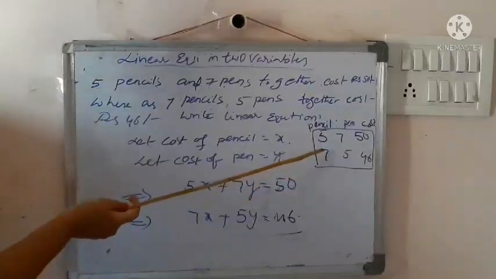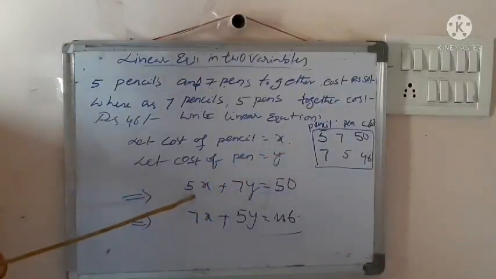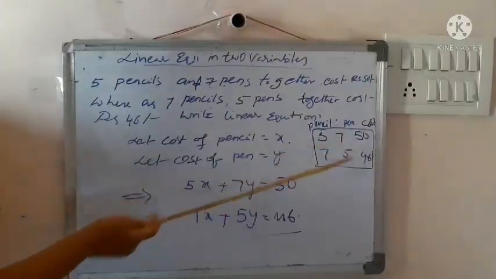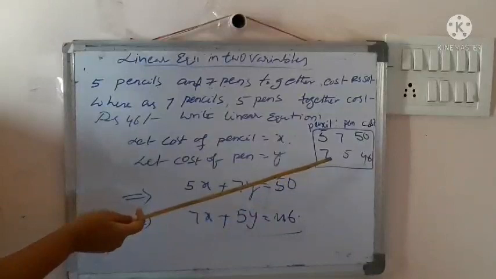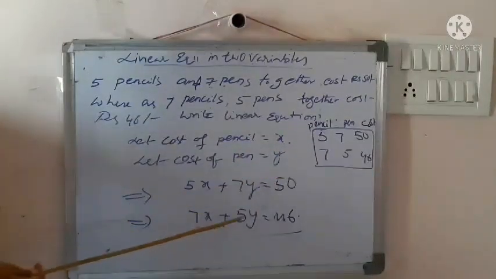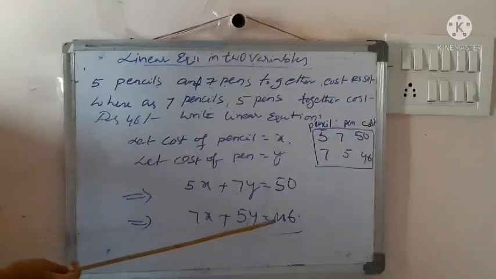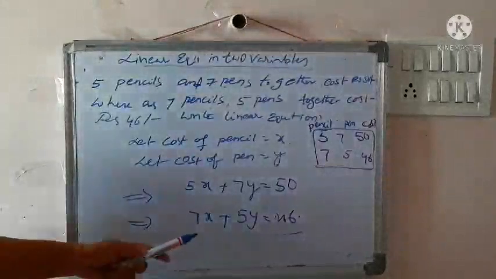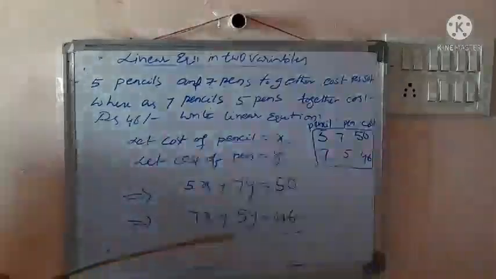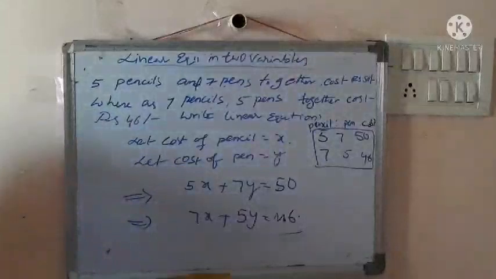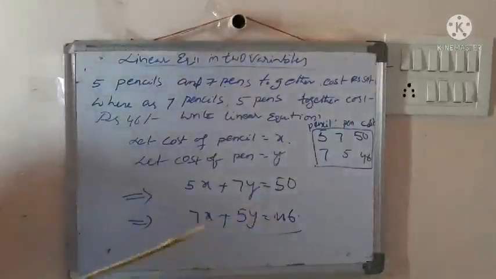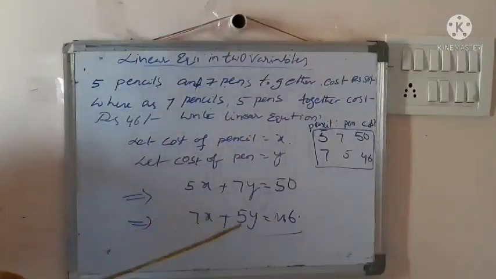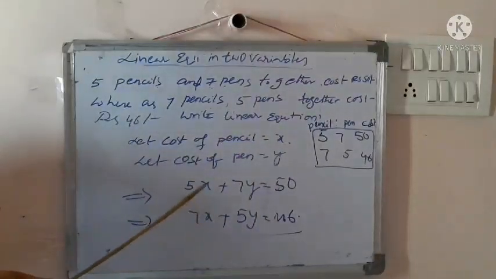See this. 5 into x, 5x. Second, 7 into y, 7y, is equal to 50. And the second one is 7 into x, 7x, plus 5 into y, 5y, equals to 46. These are the linear equations. This type of questions are given in the exams. So all students should practice this type of problems. Definitely given in the exam, this type of problems.